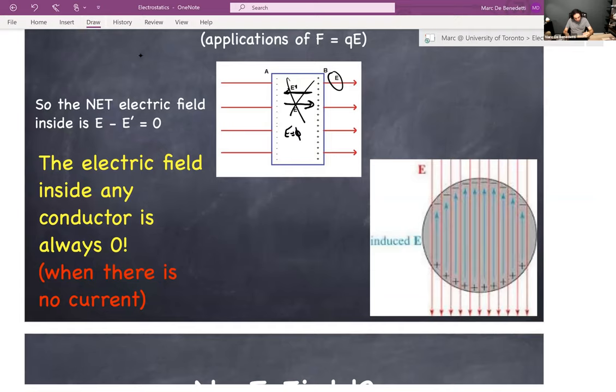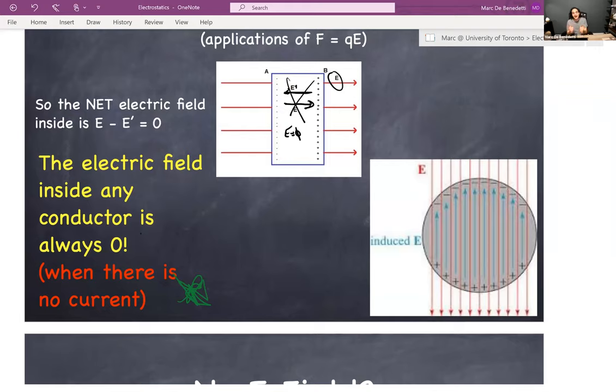Now, there's a small caveat, I must say, to this. I've got to change my color so you can see it. It's this right here. It assumes, this is true when there's no current. Of course, what does this mean? We haven't talked about current yet. Current means when things move, or specifically when charges are moving. So there is no electric field inside a conductor when the charges are stationary.